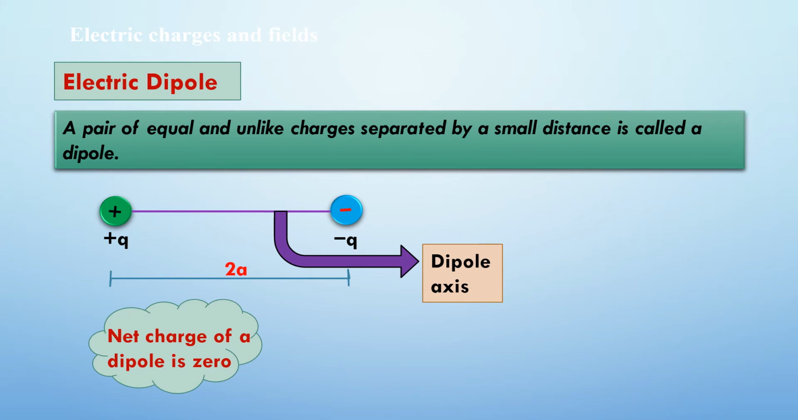It is also known that the net charge of an electric dipole is zero because both the charges have equal magnitude and they are opposite in polarity. That's the reason the net charge on an electric dipole is always zero.